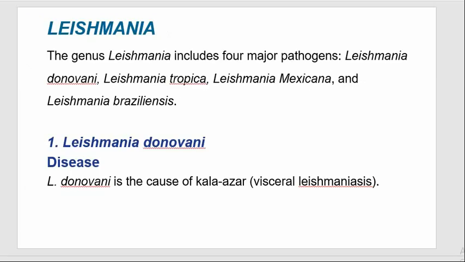ننتقل إلى النوع الأخير بهذه المحاضرة وهو الليشمانيا. الليشمانيا هذا الجينس يحتوي على 4 major pathogens: ليشمانيا دونوفاني، ليشمانيا تروبيكا، ليشمانيا مكسيكانا and ليشمانيا برازيلينيسيس. طبعا بها أنواع أخرى ثانوية كثيرة، لكن هذه هي أهم الأنواع التي تكون منتشرة. النوع الأهم هو الليشمانيا دونوفاني which cause a disease known as كالازار اللي هو الفيزرال leishmaniasis.